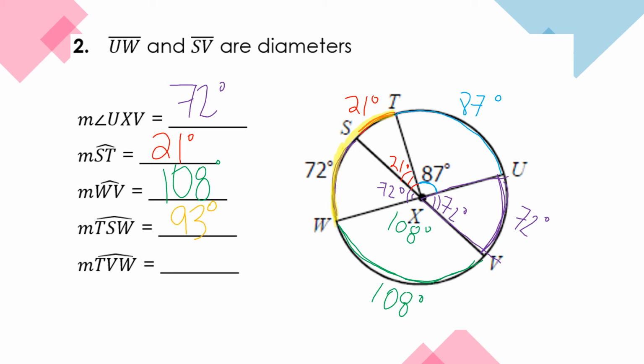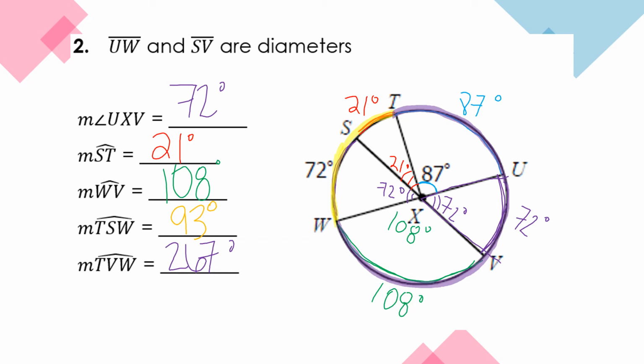And then finally, our last arc, we're going to start at T, go to V, and then W. So highlight it so you can see it a little bit better. Start at T, V, and at W. So that's everything, subtracting out that 93 degree arc that we just had. Or you can add 87, 72, and 108, and that will get you 267 degrees.